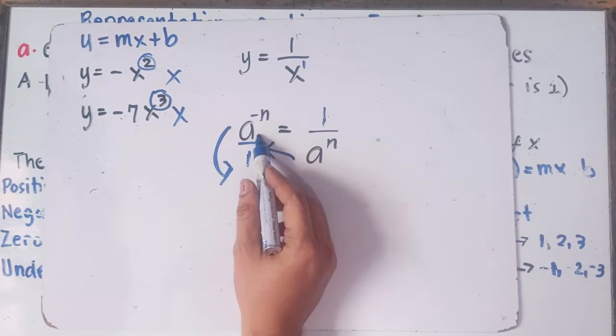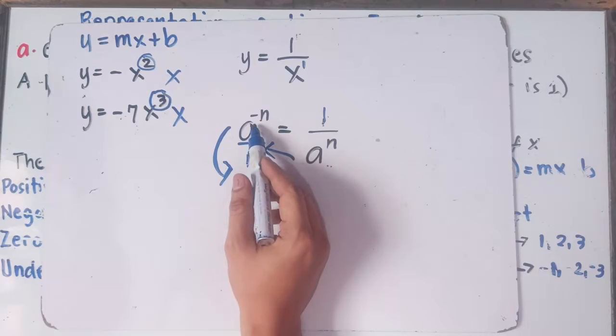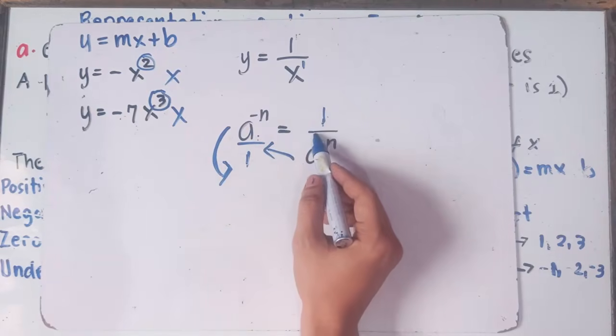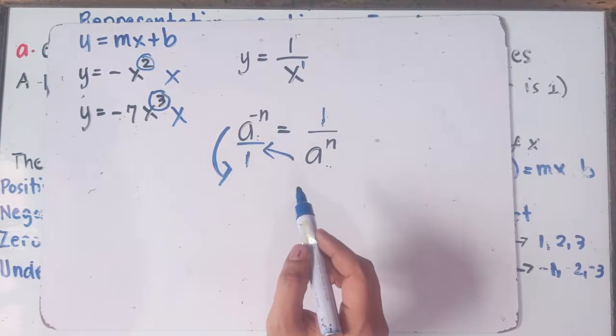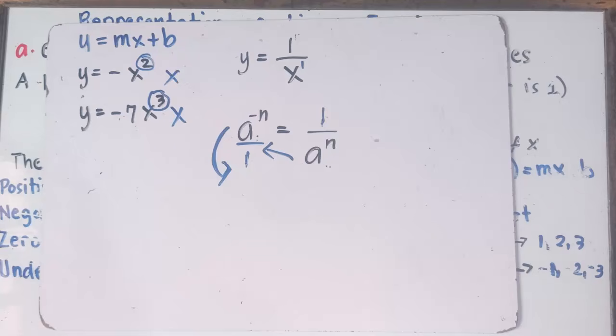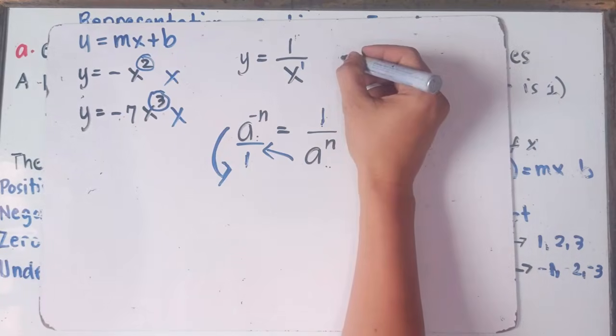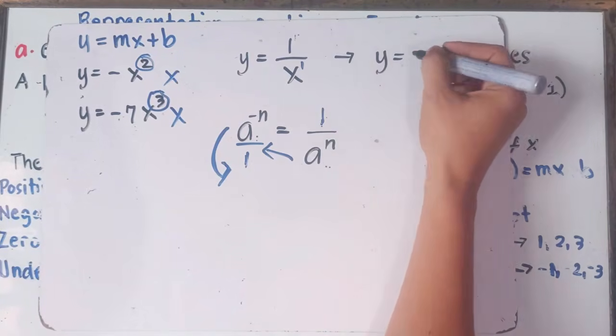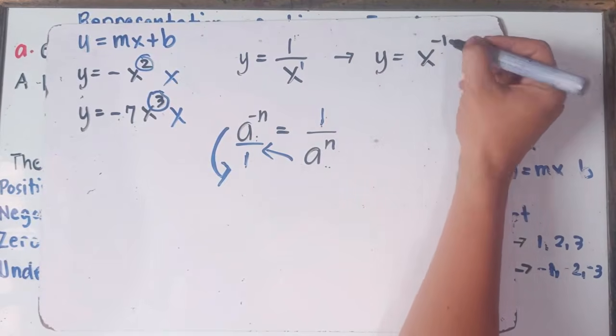You simplify this one by this one. So, a raised to the power of negative n is just the same with 1 over a raised to the power of n. You have this one, class, during your grade 8, the laws of exponent. So, therefore, class, we can write this one y equals x raised to the power of negative 1.